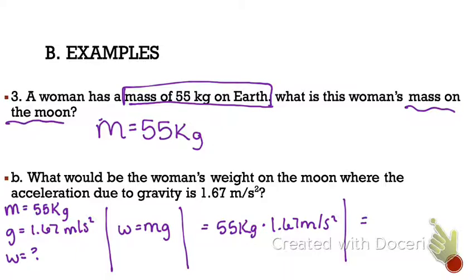So like the last two examples, all you need to do then is multiply it out. So when we multiply this out, we get an answer of 91.85. Again, we do not get pounds. We get a kilogram meter per second squared, which is a newton. So this woman would weigh 91.85 newtons. If we wanted to take this a step further, we could find her weight on Earth. We would find that again, her weight is less on the moon than what we see here on Earth.